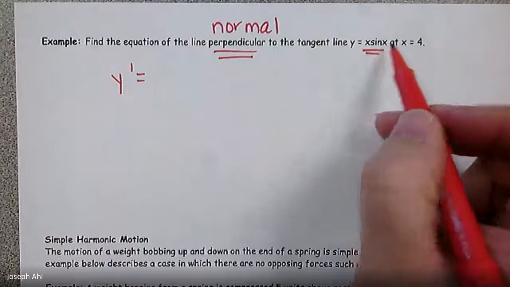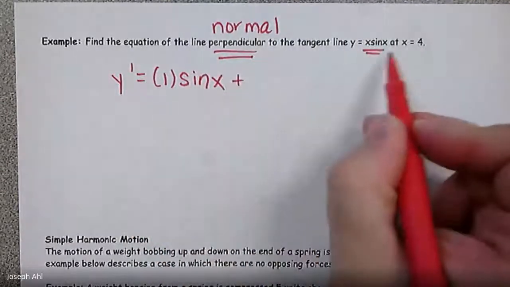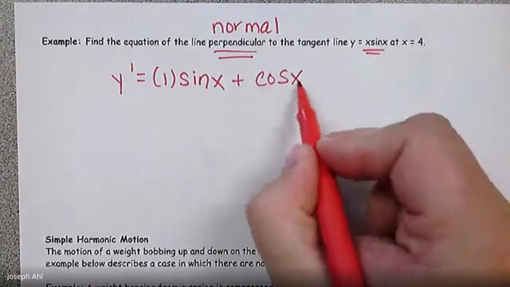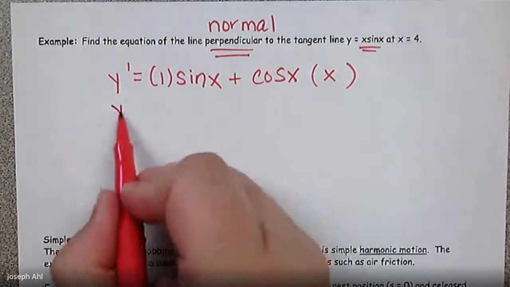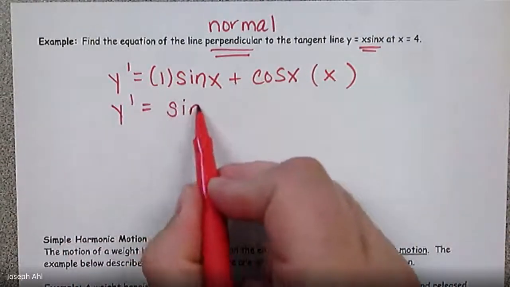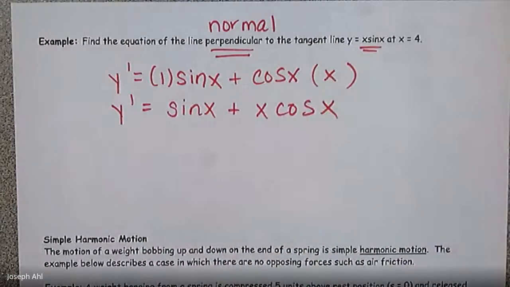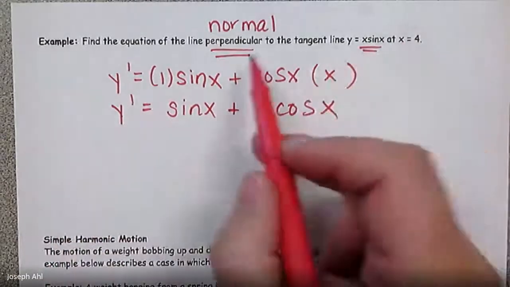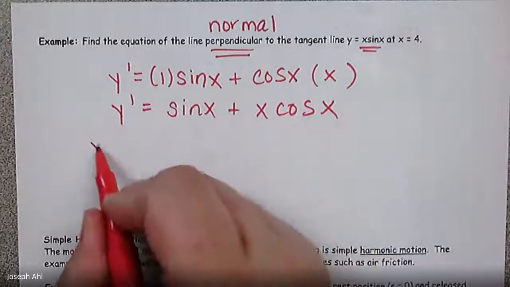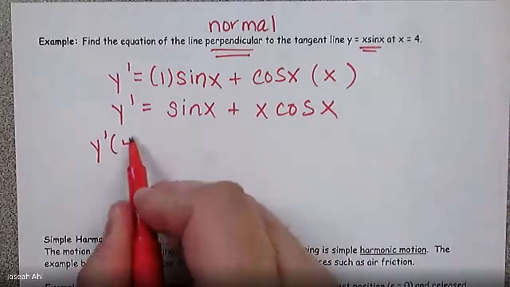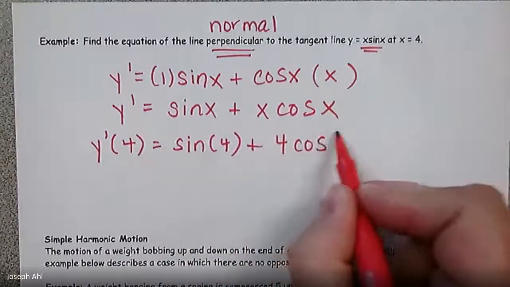All right, so y prime in this case, we just have to apply the product rule, right? So the derivative of the first times the second plus the derivative of the second, which is just cosine x, times the first. So we can clean this up a little bit and say that y prime is sine x plus, let's pull the x out front, x cosine x. All right. So then if I ask you to find the equation of the perpendicular line, let's find the slope of the tangent line by substituting in 4 for x. So it's sine of 4 plus 4 times cos of 4.